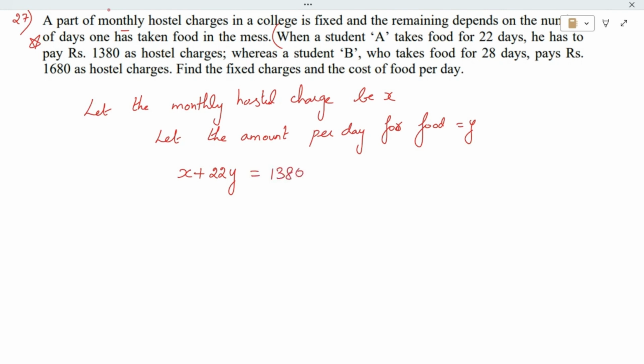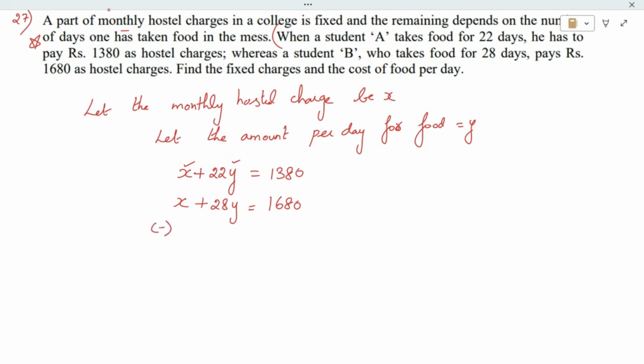Now, student B takes food for 28 days, so x is a monthly fixed charge plus 28y, and pays 1680 as the hostel charge. Find the fixed charges, that is x, and the cost of food per day. So I'm going to find x as well as y.